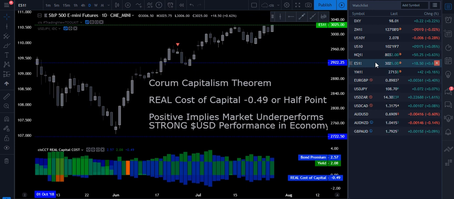If it was a positive number, for example, positive 0.49, the positive number would imply that the market is underperforming a strong U.S. dollar performance in the economy. So when we have a negative number, that negative yield spread or that negative cost of capital means that the U.S. dollar in the actual economy is underperforming. If it's a positive U.S. dollar, it means the U.S. dollar in the economy is outperforming.